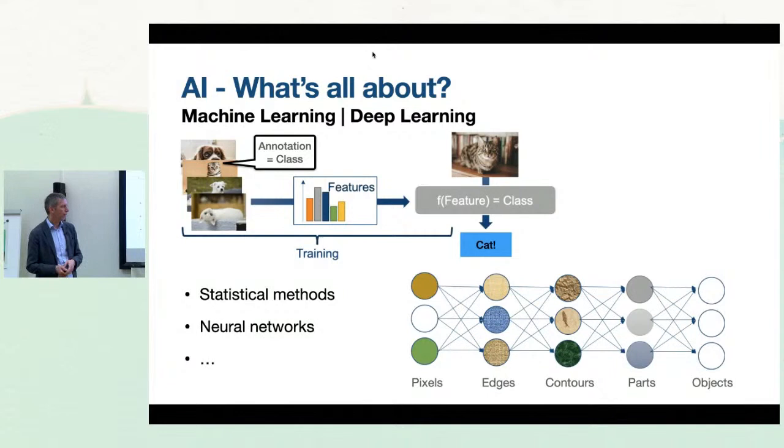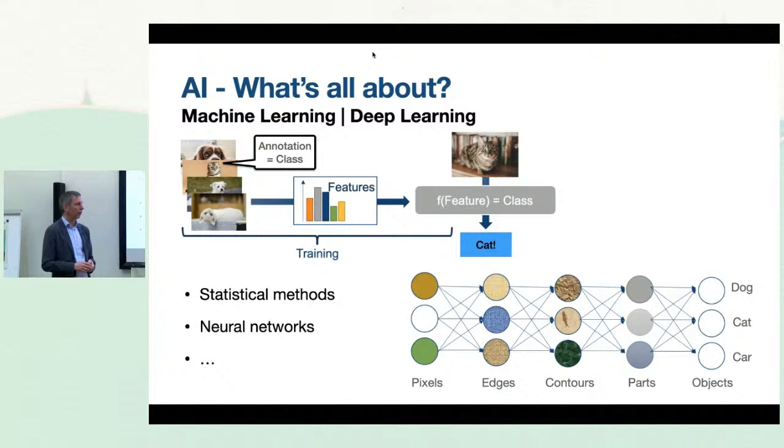The power of this AI technology is that we don't have to define these features by hand. It's done automatically. So we start with pixels, and we detect edges, contours, parts, and so on. And finally, we can say, this is a dog, this is a cat, or this is a car. Okay, so this is machine learning in 30 seconds.